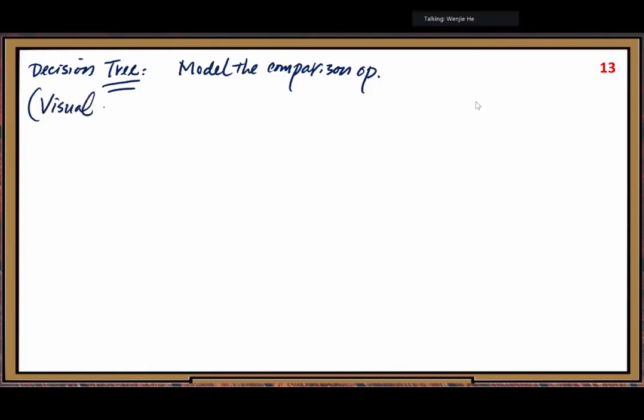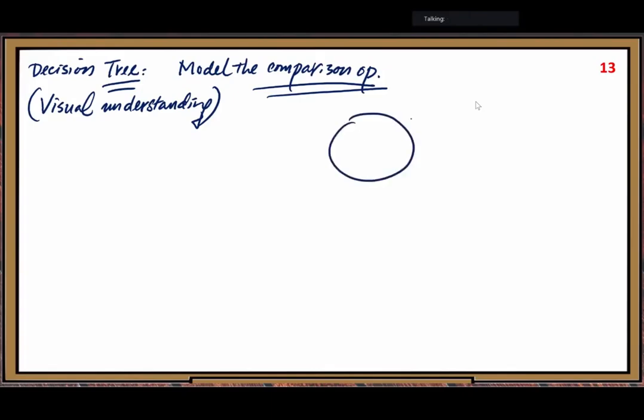Visual understanding. How do we model? Because in a tree, the basic construct in a tree is a node, right? So there is a node. Node in the tree. Okay?